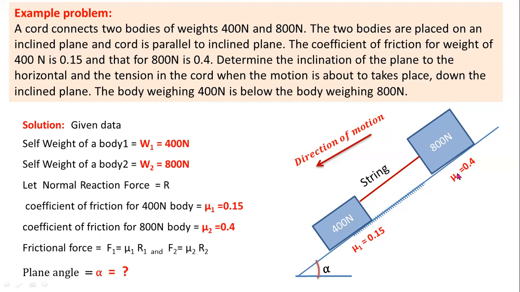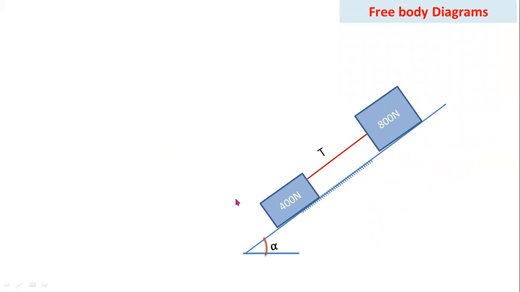Now you have to consider this diagram. Consider this problem as a freely falling body, that means there is no external force acting on the body. Then the direction of motion of the block is downward, down the plane. From the given diagram, first of all you have to draw the free body diagram for each block.